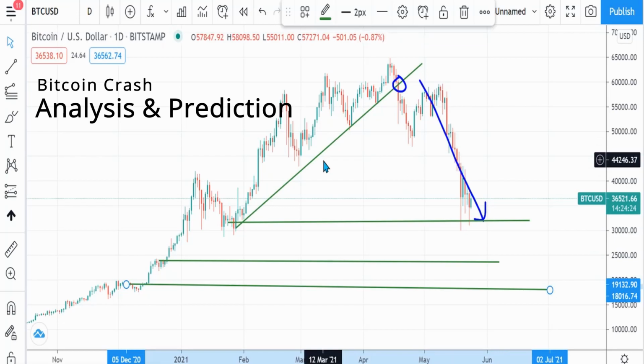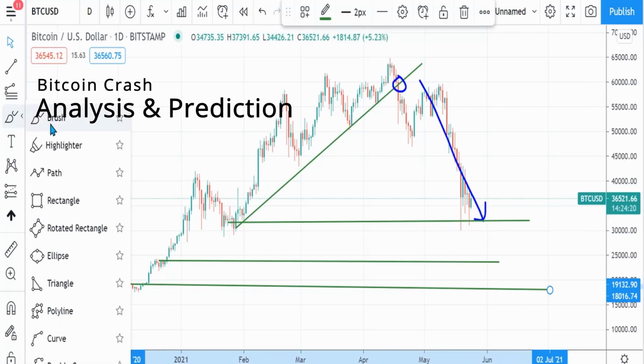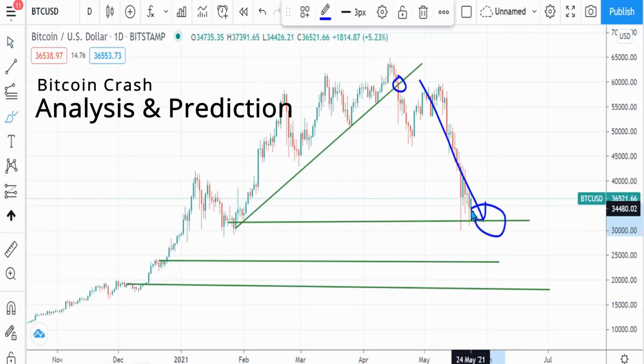But where is it going to stop? Is it going to stop here? Here? Or there? So what is the target? What are we looking at for this Bitcoin crash?